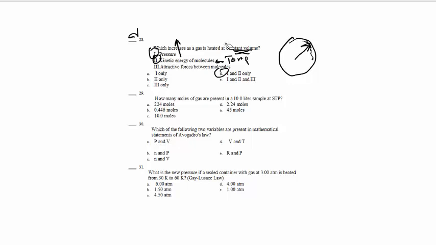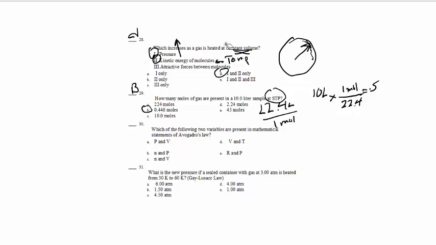How many moles of gas are present in a 10-liter sample? Well, this is kind of an easy one. At STP, you have 22.4 liters is 1 mole at STP. So how many moles of gas are in a 10-liter sample? So if I start out with a 10-liter sample, and I divide by the 22.4 is 1 mole, you can see I'm going to get a little bit less than 0.5. So if I look over at my answers, I can already see that B is the correct answer.